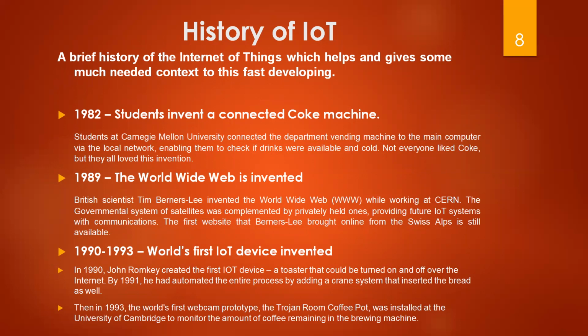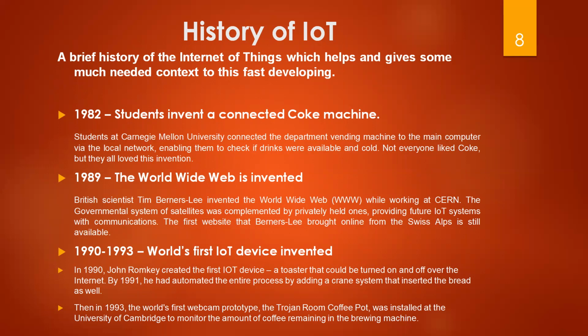Now, in 1989, the World Wide Web is invented. British scientist Tim Berners-Lee invented the World Wide Web while working at CERN. The governmental system of satellites was complemented by privately held ones providing future IoT systems with communication. The first website that Berners-Lee built online from the Swiss Alps is still available.